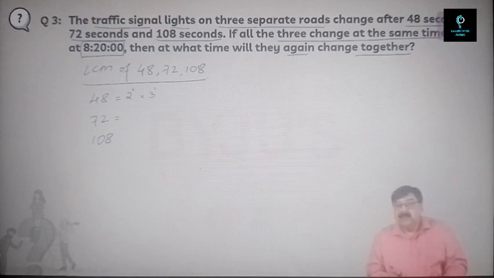72 is divisible by 8 but not divisible by 16. So as it is, we know it is 8 into 9. So this shall become 8 is 2 cube and 9 is 3 square.